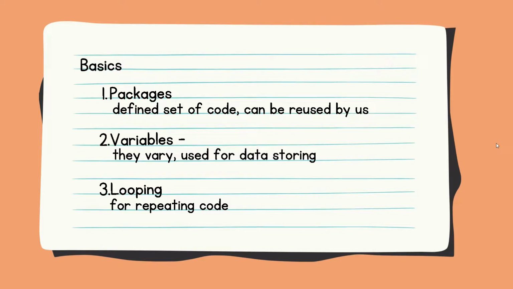What are variables? Variables are something that vary. It means that this is like a defined term जिसमें आप data store करोगे, जिसको आप change करते रहोगे, manipulate करोगे to like go according to your code.